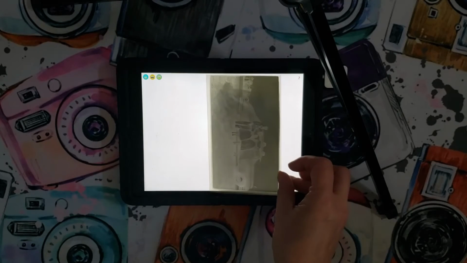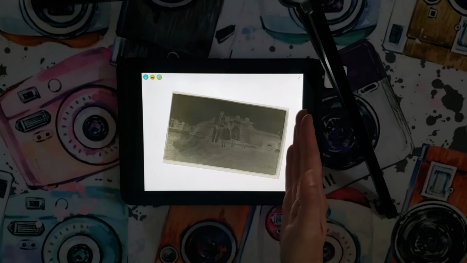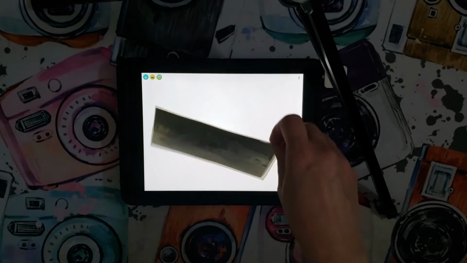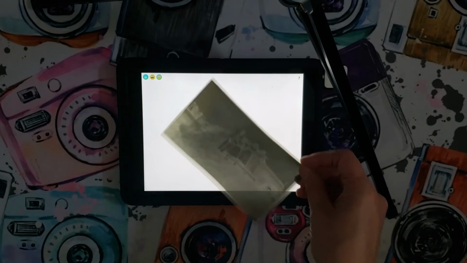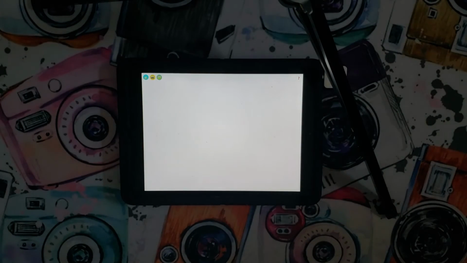Next, I'm going to talk about negatives. I'll start with the largest and go to the smaller ones. This is a large format negative. They're really large. They were used with a camera, sometimes the kind where you had the hood over your head, but they're really big and they have to be carefully done.